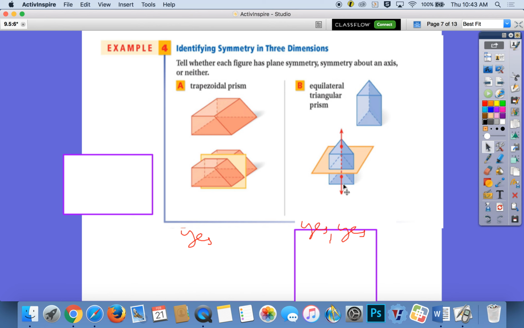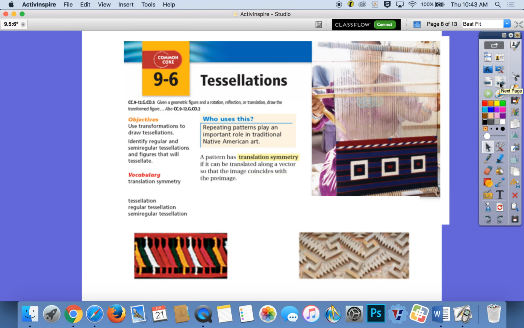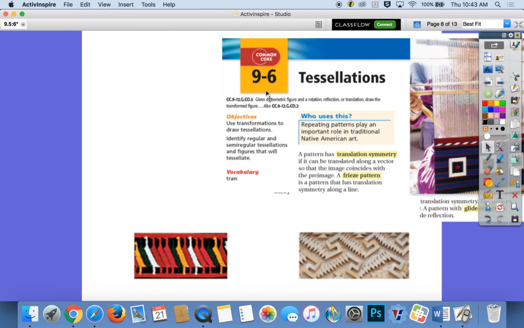So if I rotated this piece around the rod, then it would end up being able to rotate upon itself 3 different times, and that cheese is going to slice it to where it's congruent. The top and the bottom are congruent. So that's your symmetry. Now we're going to talk about tessellations. This is 9.6, and we're going to put these 2 sections together just to kind of keep things moving.